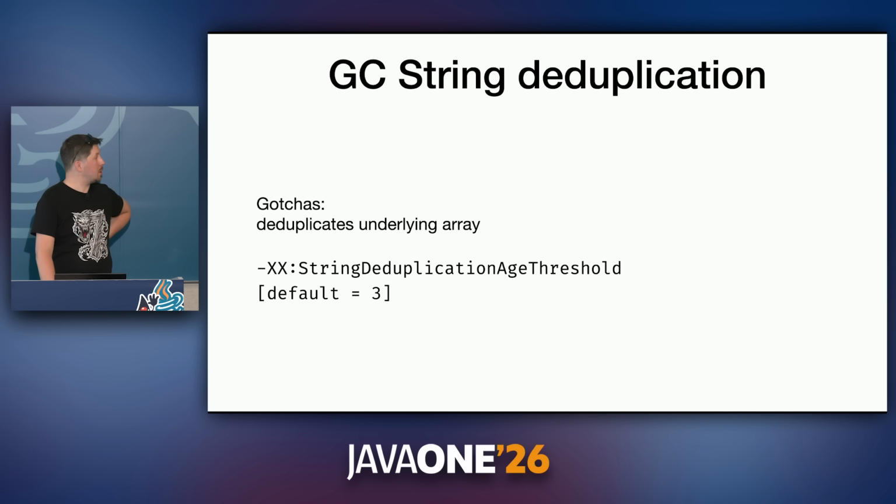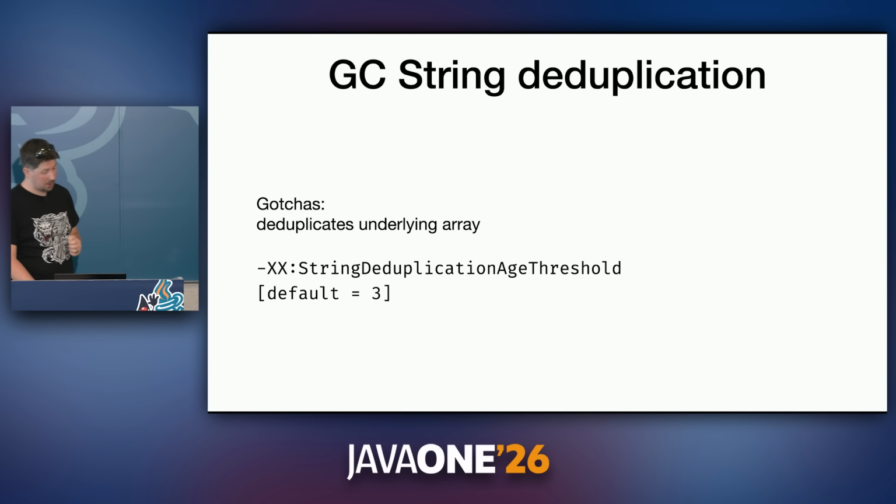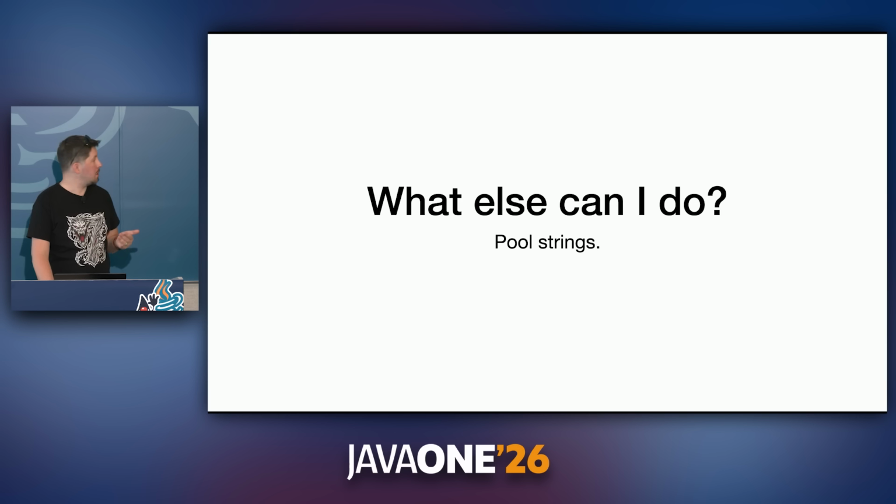But if there are a lot of objects in which the underlying array is going to be the same, you still pay the header price. There are still going to be a lot of objects. So if that's your situation, the solution is different. It's pooling strings and trying to reduce the amount of the ones that you have.